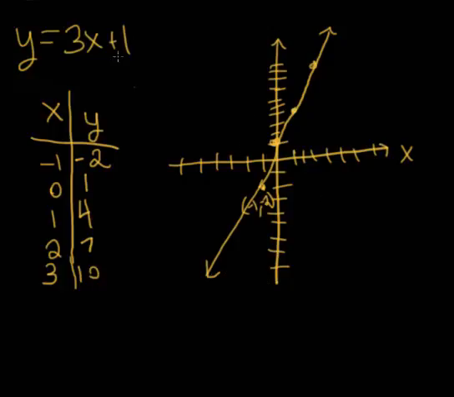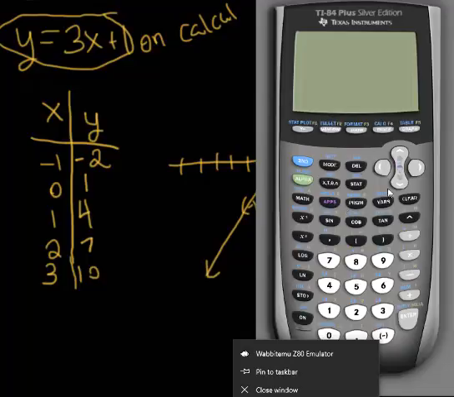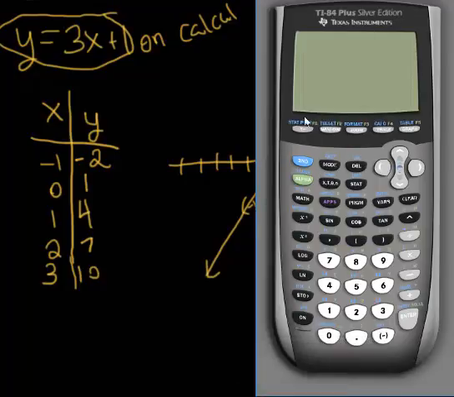So what we want to talk about today is how can I graph this function here on my calculator. So I'm going to open up my calculator here. Your calculator might look a little bit different, but this is a TI-89 Silver Edition. We are going to graph y equals 3x plus 1. So we are going to go over to this y equals button at the very top left hand. We're going to click on that.